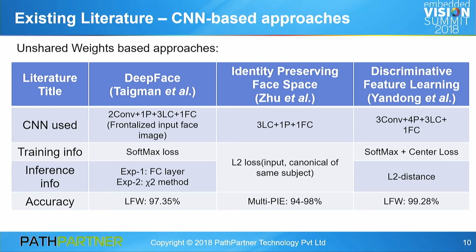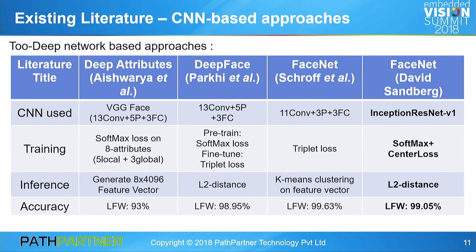However, using unshared weights, as I explained previously, realization on embedded devices is a key challenge. So here comes the next set of approaches typically used for face verification, that is, adding more layers. In this set of work, as you observe, all of them use a minimum of 11 convolution layers. In the first one, Deep Attributes by Aishwarya and others, instead of directly targeting the face verification problem, they try to learn intermediate attributes.